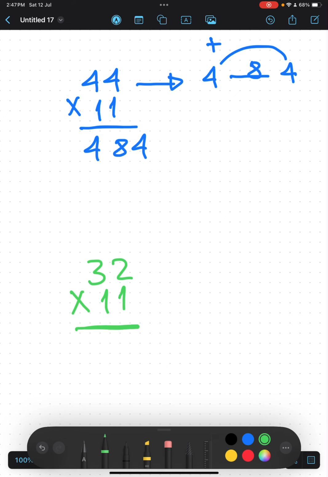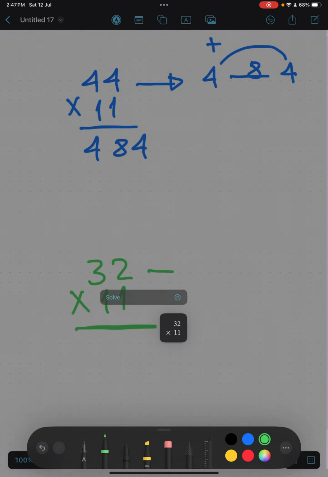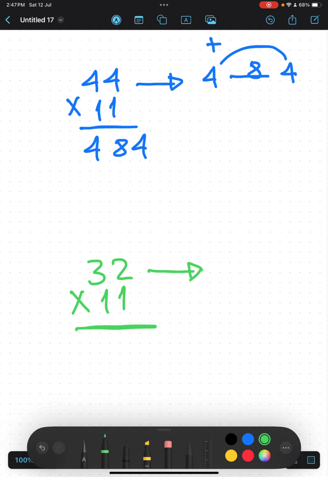How do we multiply 32 times 11? First, we write 3 space 2. Then we add. The result is 352.